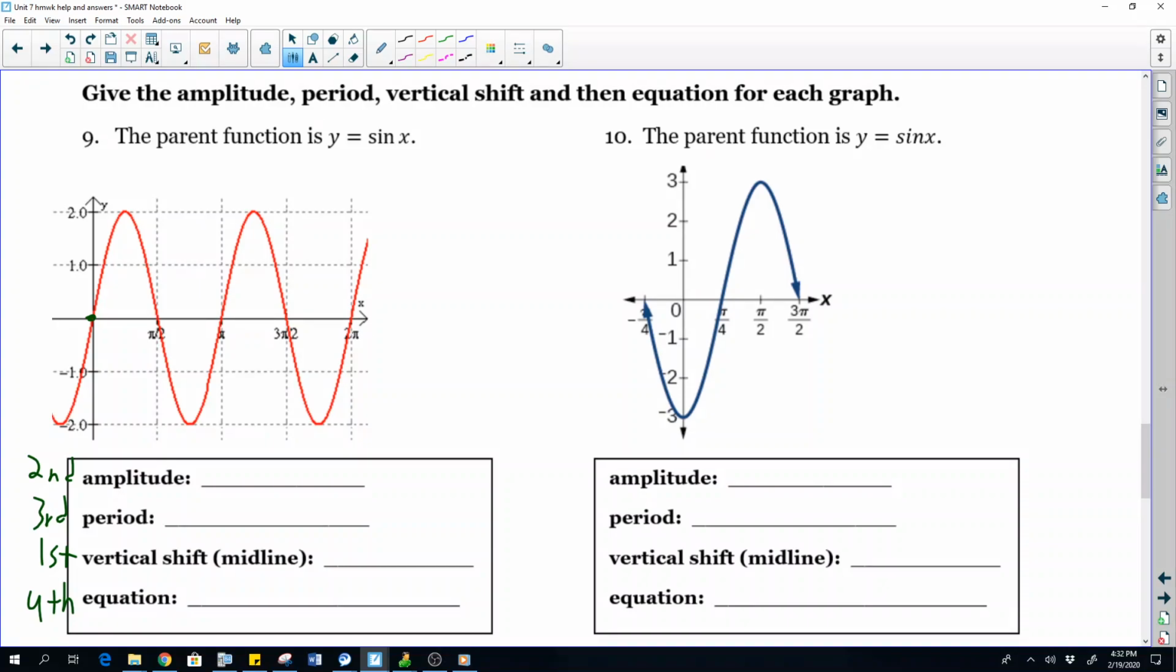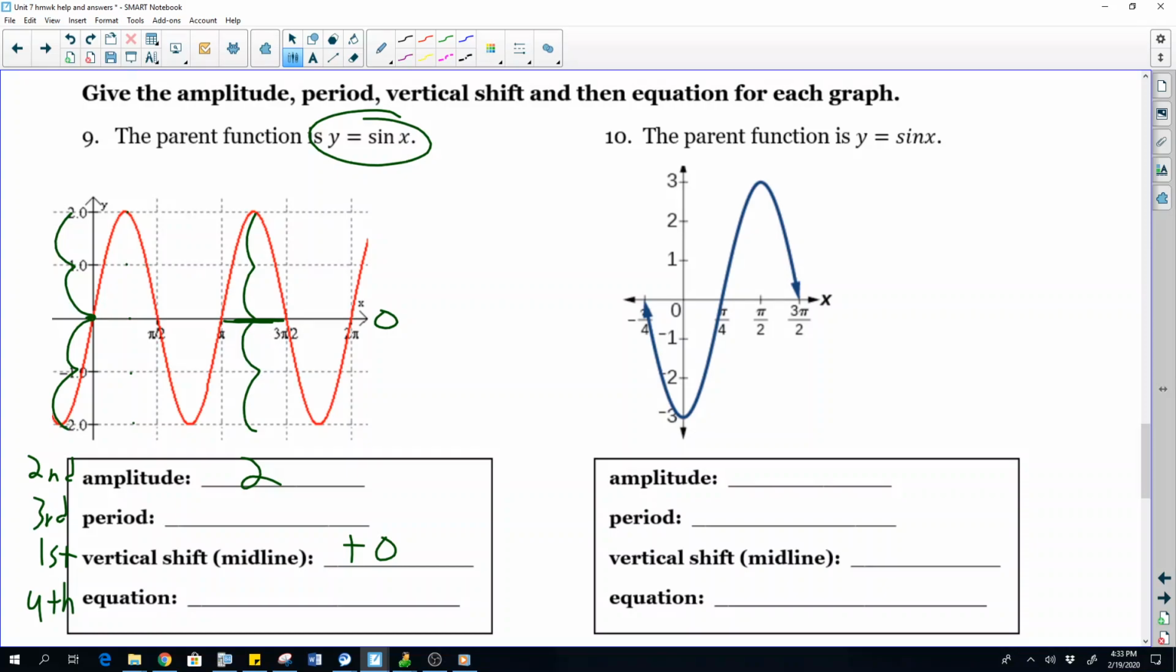Okay. So we're going to start off by trying to cut this in half. I see 1, 2, 3, 4 distances there, so half of that is right there along the x-axis, or 0. So in this case, our vertical shift or midline is just 0. Cool. And can you see how high up it went? It went up to 2 and went down to -2, and that means our amplitude is 2. Now it does tell us the parent function is sine, which is important, so we're not looking at a phase shift or cosine or anything like that. That'd be embarrassing. So they do tell us sine is our parent function.